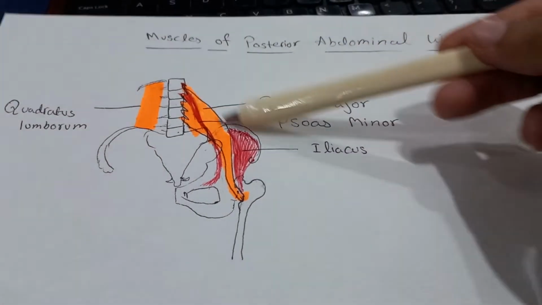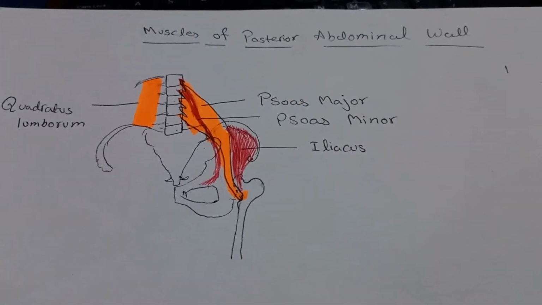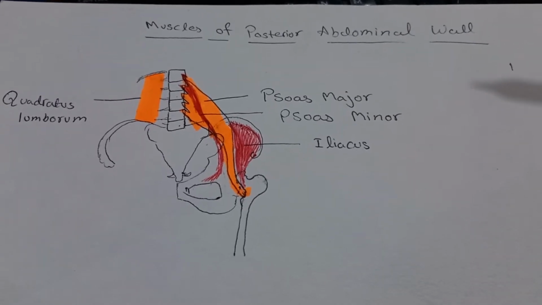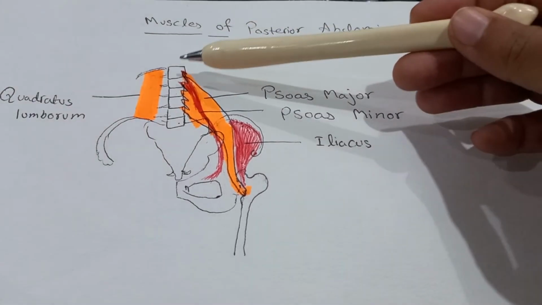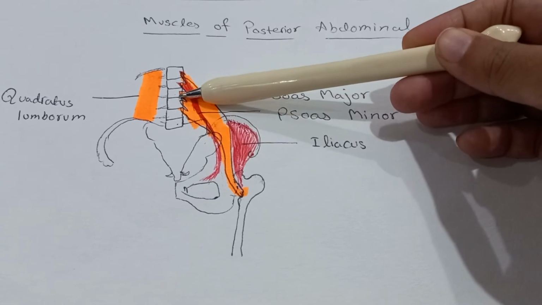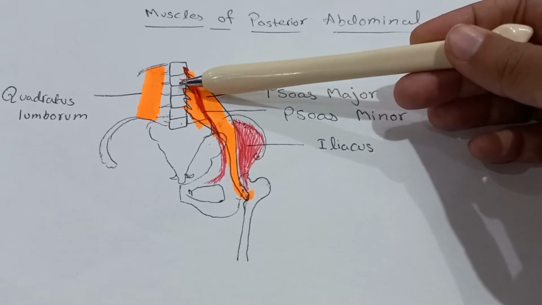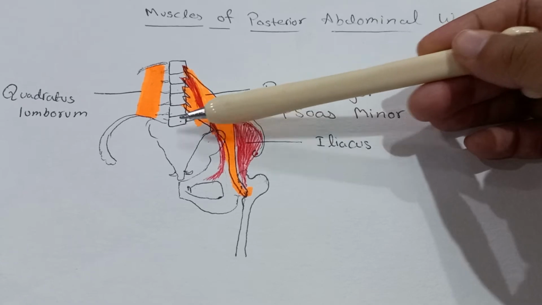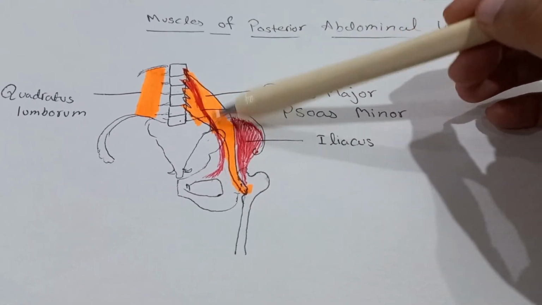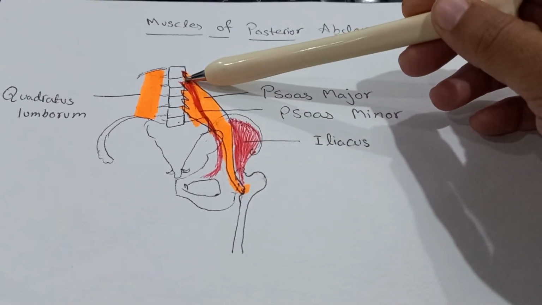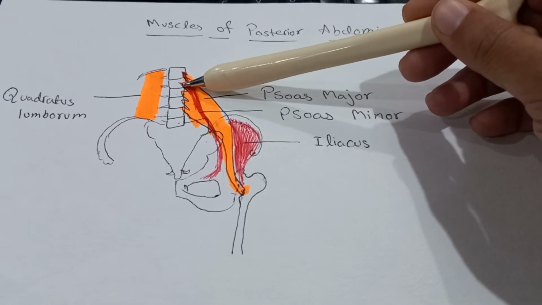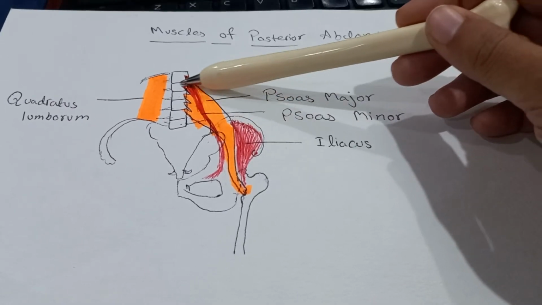First of all, psoas major muscle. Let us discuss its origin, insertion, nerve supply, and action. Psoas major muscle is a muscle that originates from the lower border and the anterior surface of the transverse process of all lumbar vertebrae. I have drawn T12, L1, L2, L3, L4, L5. So as you can see in this diagram, this is psoas major muscle and it originates from the anterior surface and the lower border of the transverse process of all lumbar vertebrae.